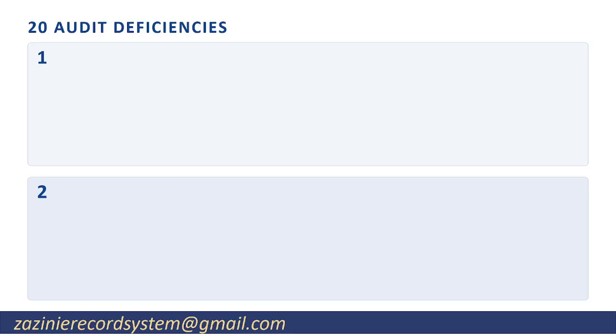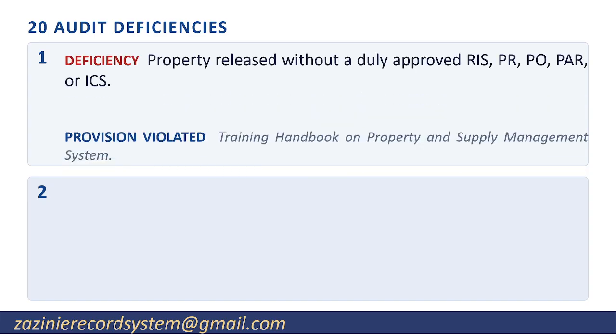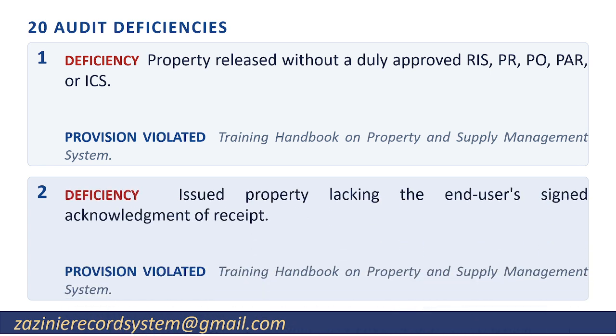Number 1. Deficiency: property released without a duly approved RIS, PR, PO, PAR, or ICS. Number 2. Deficiency: issued property lacking the end user's signed acknowledgement of receipt. Next slide.